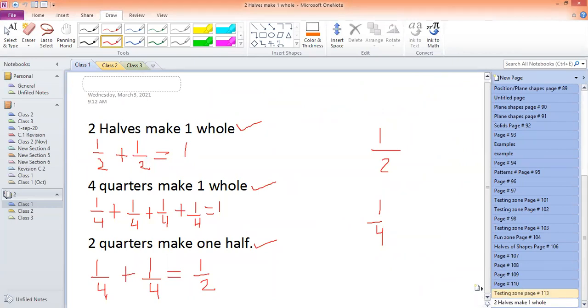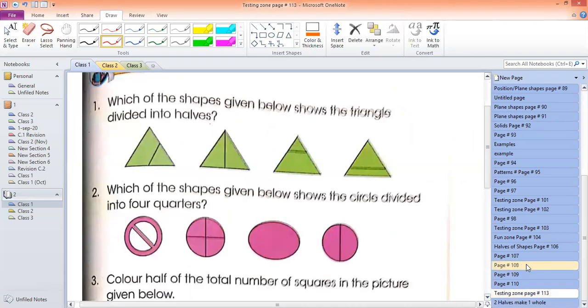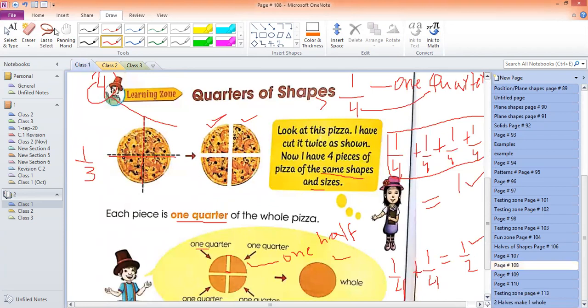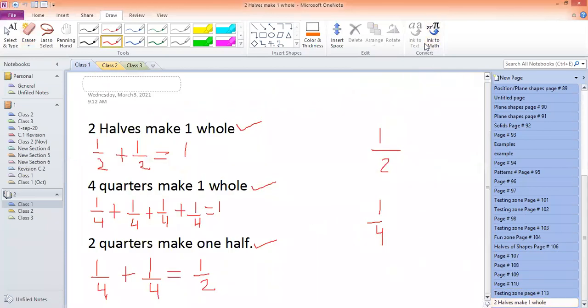And the third concept was that 2 quarters make one half. This is also very clear, guys. If you divide a pizza into 4 equal pieces and you ate 2 of them, this is 1/4, this is also 1/4, this is also quarter. If you eat these 2 pieces, that means you are eating half of the pizza. So 2 quarters make one half. Up to here, everything is clear, guys?